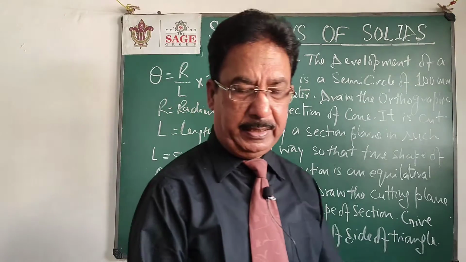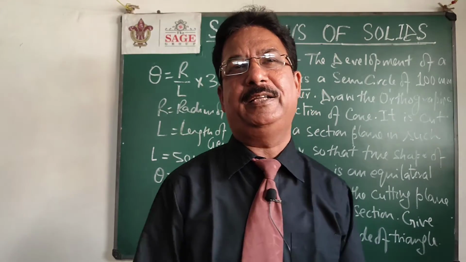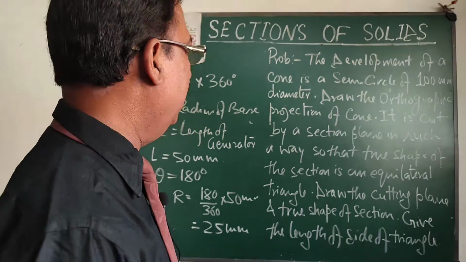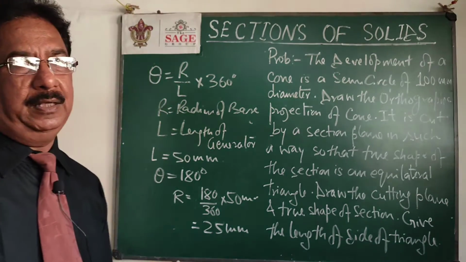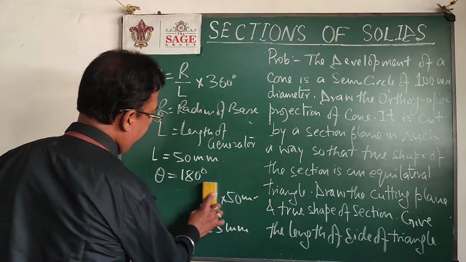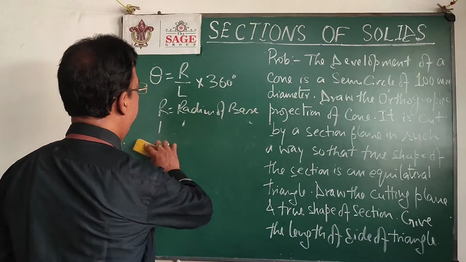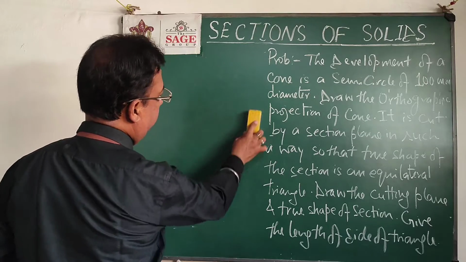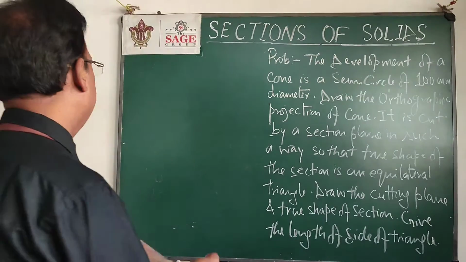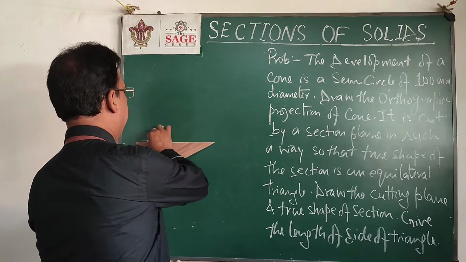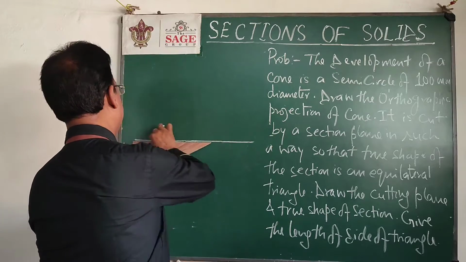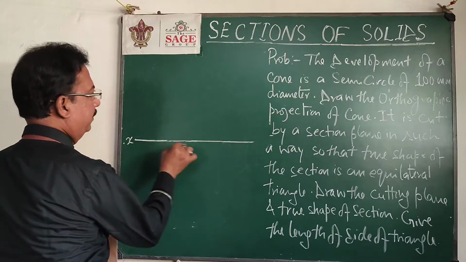So in this way, initially we have to find the radius of the base circle, and not the height, because this time I have the length of the generator. On the basis of this dimension, I will initially draw the front view and the top view of the given cone, as they are asking in the problem. For that, again we will start with our reference line. Firstly I will draw the reference line, that is xy.